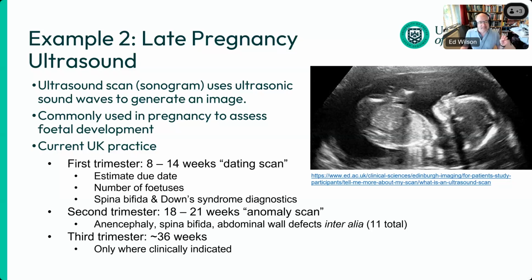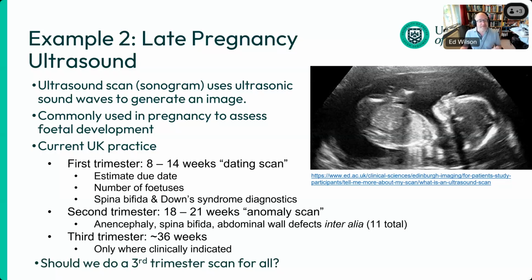The main scan is in the second trimester, which is called the anomaly scan, where there are quite a few potential defects that could be identified and corrective action taken as a result. But in the third trimester, it wasn't routine to offer an ultrasound scan. It's only where there was some sort of reason, where the mother had traumatic pregnancies in the past and so on. So the question was, is it worth offering this third trimester scan for all?